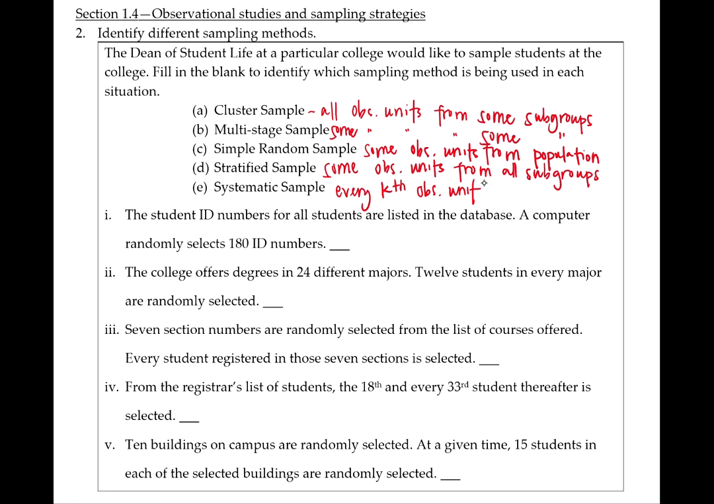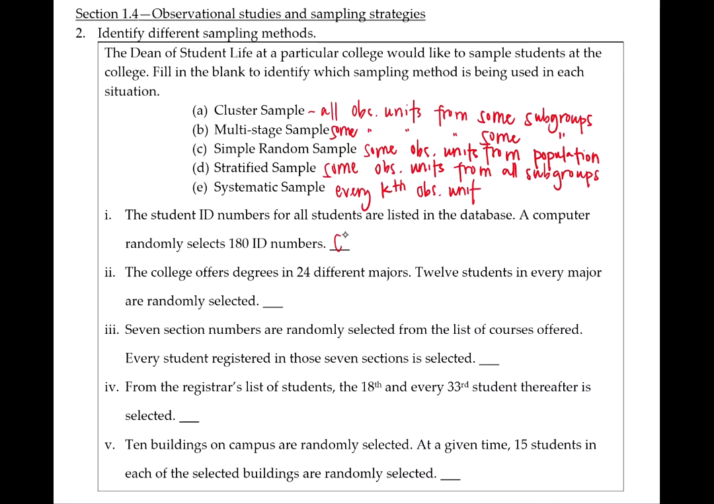So let's look at these examples here. The student ID numbers for all students are listed in the database. A computer randomly selects 180 ID numbers. So here we have all of the students in the population, and we're randomly selecting some of those students. That is a simple random sample. Some students selected from the entire population.